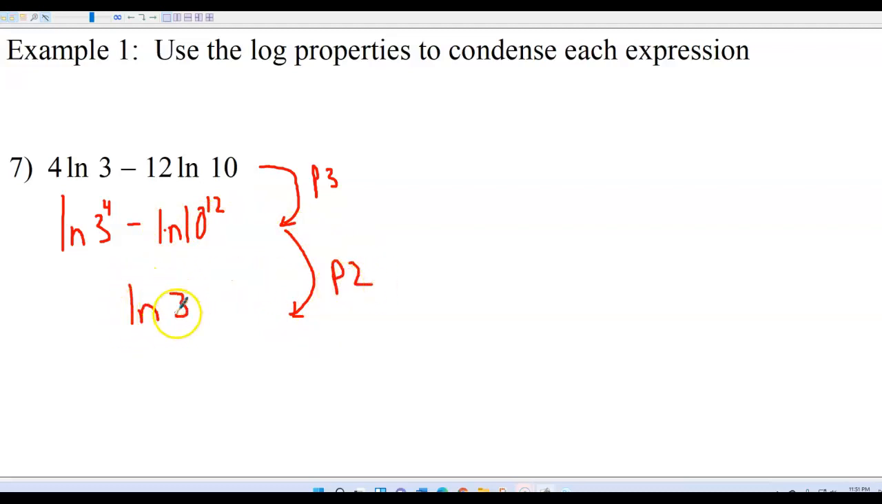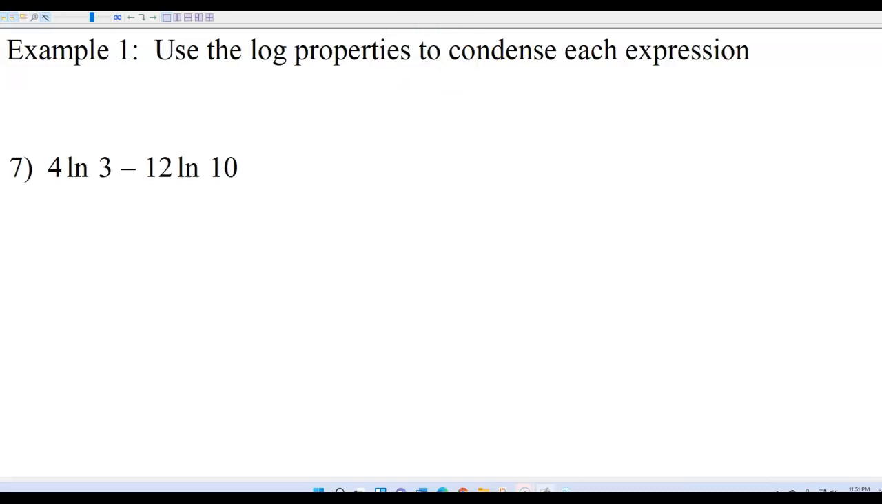And then according to property 2, since we have subtraction there, I can write that as ln of 3 to the 4th power over 10 to the 12th power. And this can't, I mean, you could do 3 to the 4th power, which is 81, but 10 to the 12th power is a ridiculously big number, and there's no point in writing it out, so they're just going to leave it like this. So there we go.